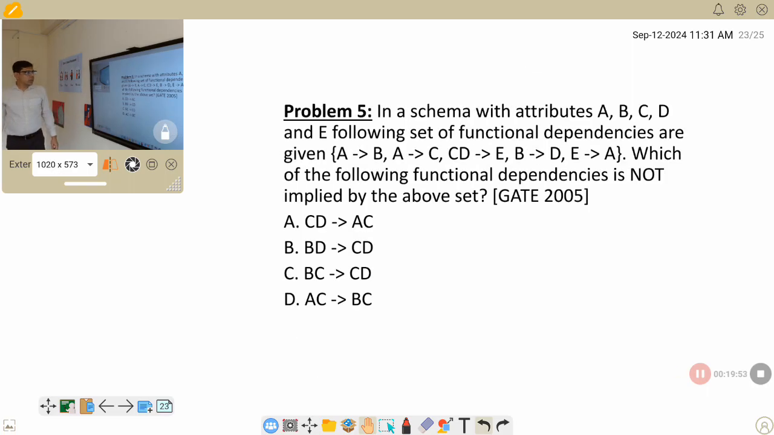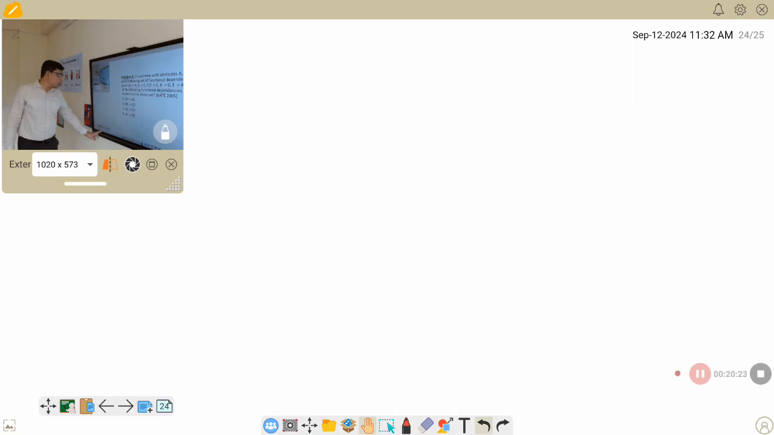Now the last problem, problem 5. Here in this schema with attributes A, B, C, D and E, the following set of functional dependencies holds. Which of the following functional dependencies is not implied by the above set? The options are A, B, C and D. How to find this? This is the solution.